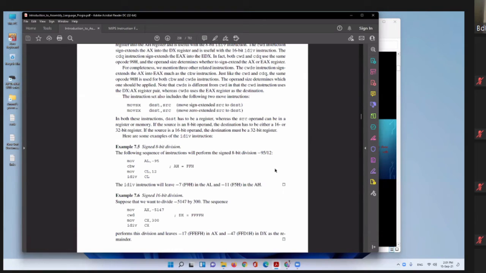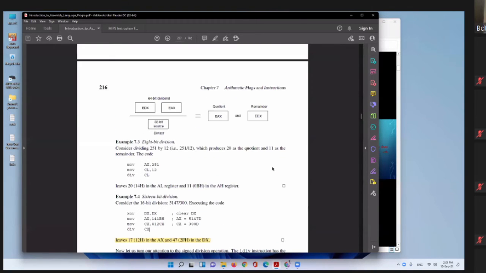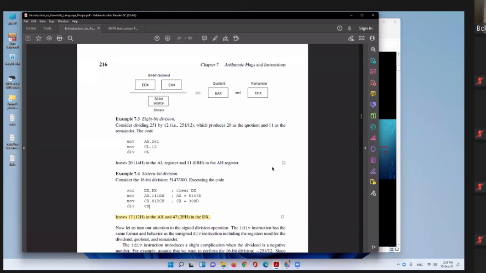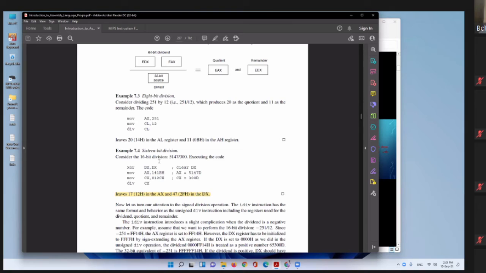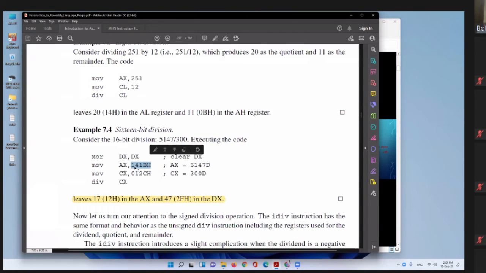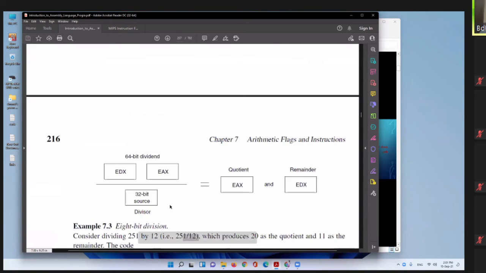Sir, I have some confusion in division. What confusion? Sir, here, in example 7.4, we use XOR. In which case do we use this line? Look at the number 5147, and this is the equivalent hexadecimal number. How many bits do we have here? 16 bit. Okay, so that means it's okay.